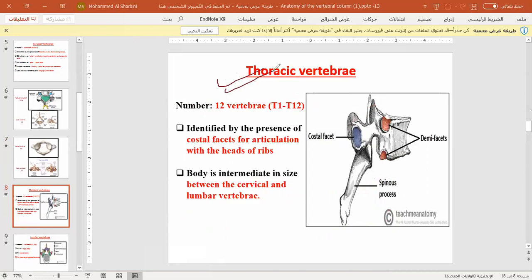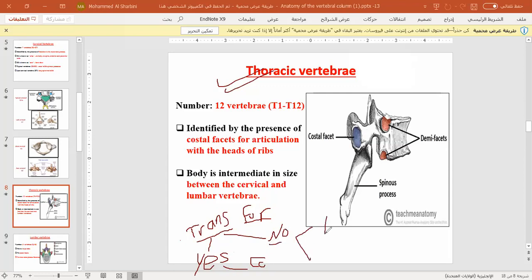Thoracic vertebra. Why is this vertebra thoracic? Number one, look at what? Rib place? No, look first at the transverse process. Is there a foramen or no? Yes. If there is a foramen in the transverse process, this vertebra is cervical. If no foramen, thoracic or lumbar.